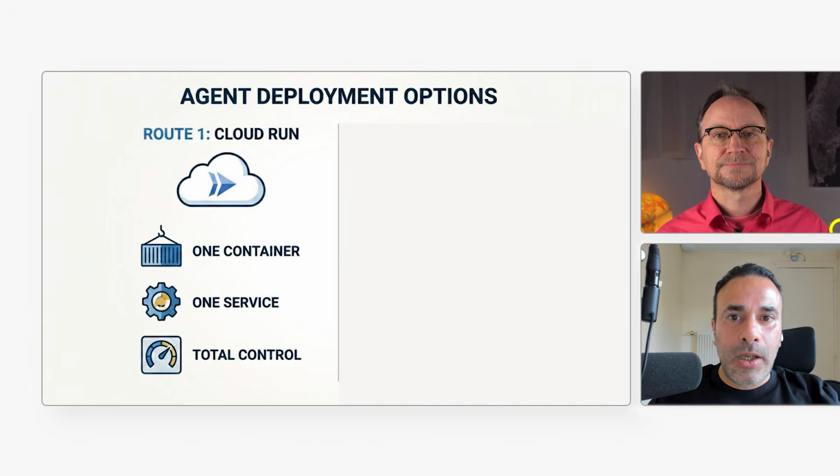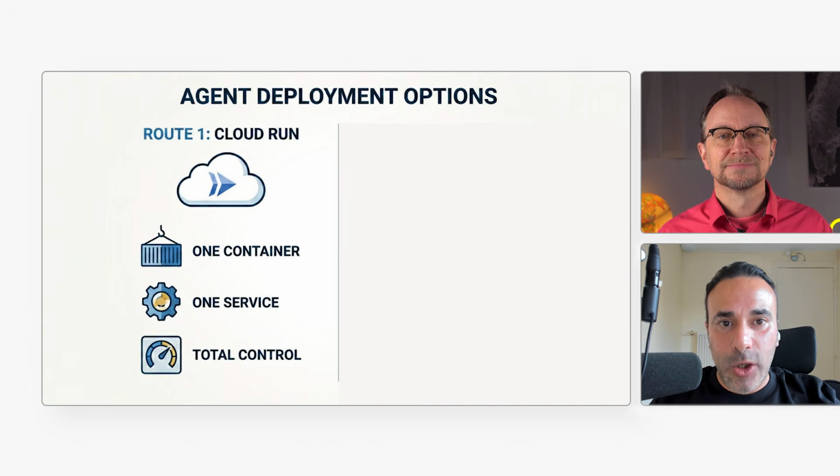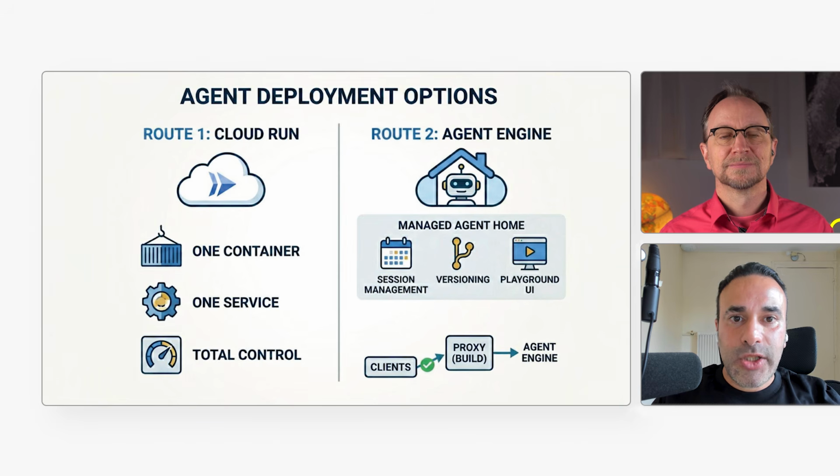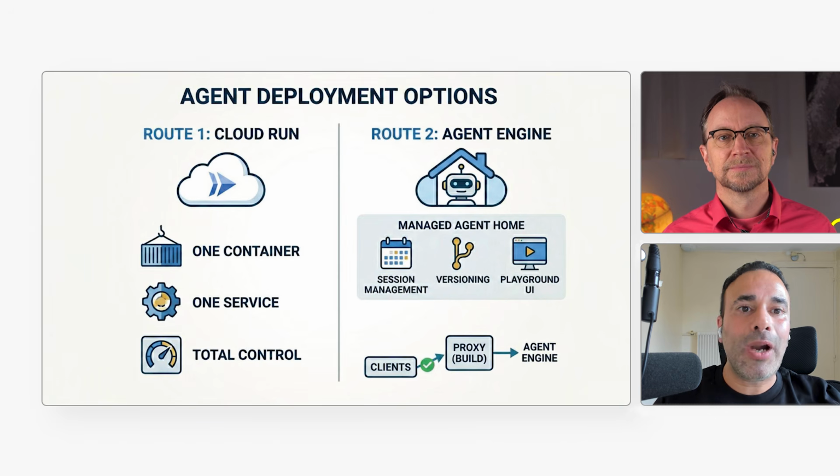Excellent. Now, second question, how would you deploy this to the cloud? You've basically got two main routes, Cloud Run or Agent Engine. Cloud Run is your simple, straightforward option, one container, one service, and you get total control. Agent Engine is more of a managed home for your agents. It handles session management, versioning, and gives you a nice playground UI to test things out. The only catch is it doesn't expose a REST API directly, so you do need to build a quick proxy in front of it for your clients.